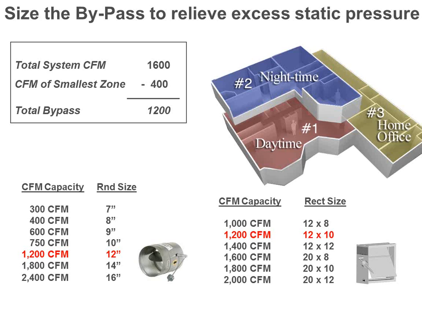So we take the total CFM of the furnace, 1,600 in this case, and subtract off the smallest zone. I have to bypass the difference. That's basically how it works. Then you would look at the tables, or use your ductulator, to see that 1,200 CFM is basically a 10 or 12-inch damper, depending on whose table you're using, or a rectangular equivalent.